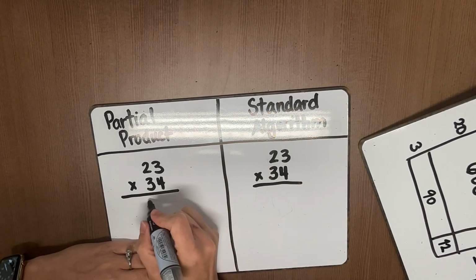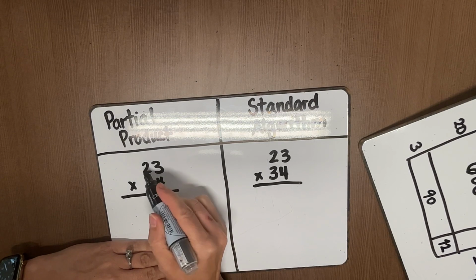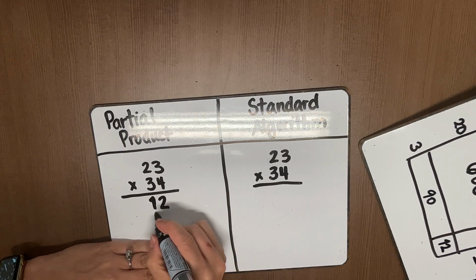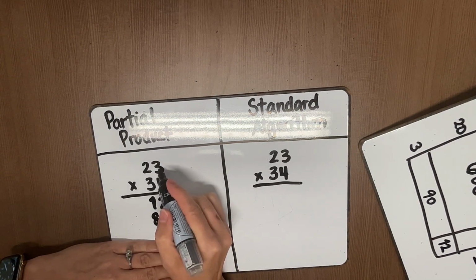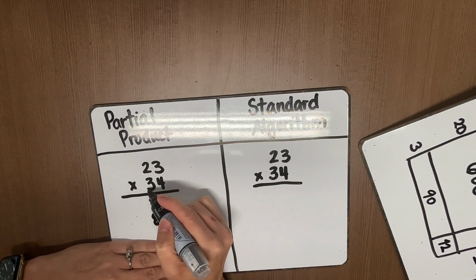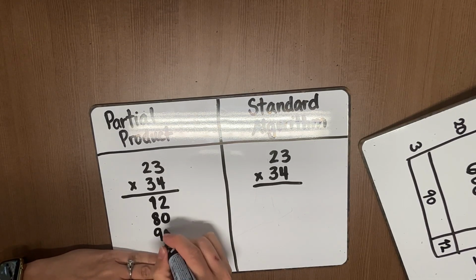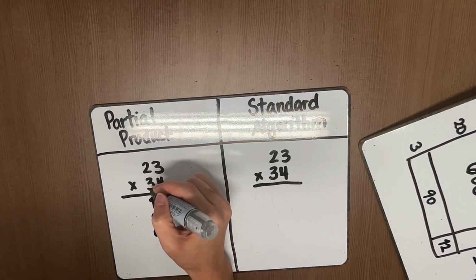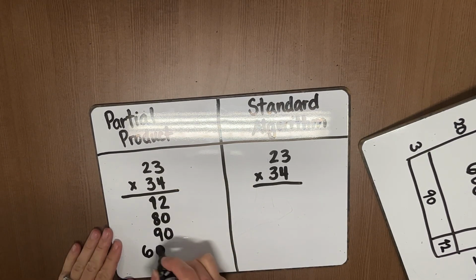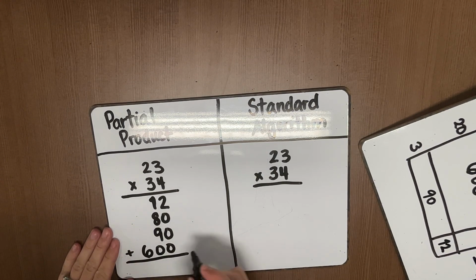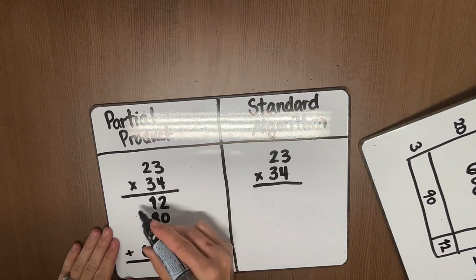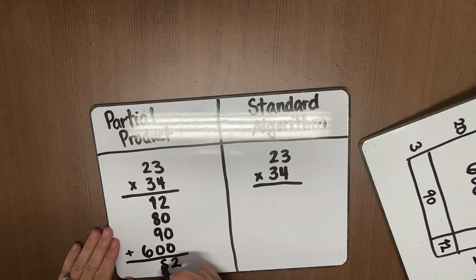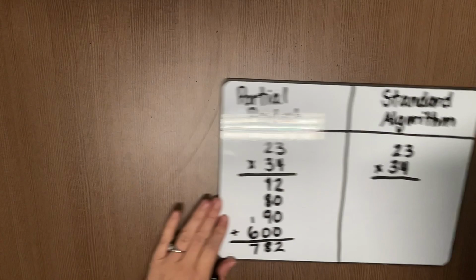3 times 4 is 12. 20 times 4 is 80. 3 times 30 is 90. And 20 times 30, well, 2 times 3 is 6, but 20 times 30 is 600. Let's add that up and see what we get. 9 and 1 is 10, plus 8 more is 18. 782. Let's compare.